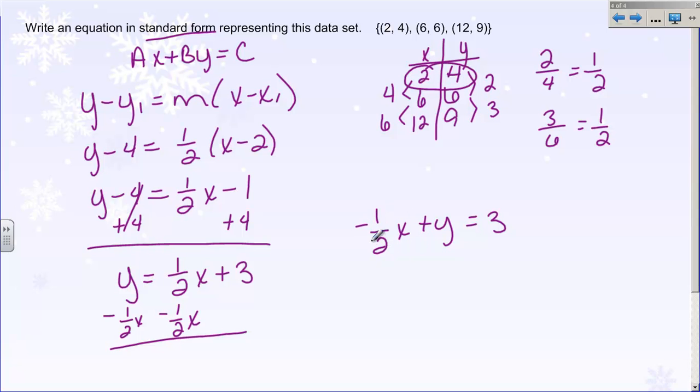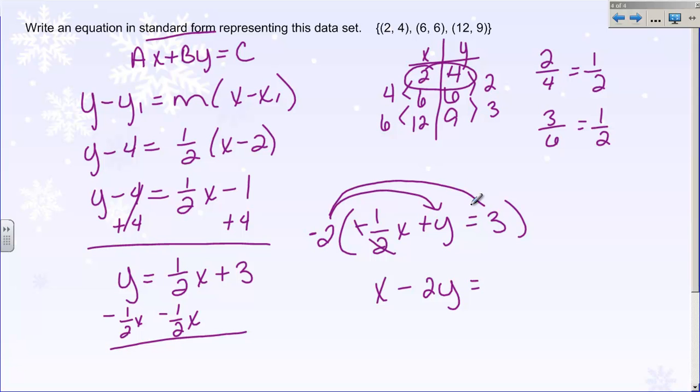That can't happen either. So I got to clear my fraction, and I'm going to take care of the fraction and the negative at the same time. To clear a fraction, you simply multiply by the denominator. So I'm going to multiply by 2 to get rid of this 2, but I'm going to multiply by a negative 2, so the negative will also go away. So this leaves me right here with 1x. But I also have to do negative 2 times y, which becomes minus 2y. And then I have to do -2 times 3, which becomes -6. So in standard form, this is my equation that comes from that table.